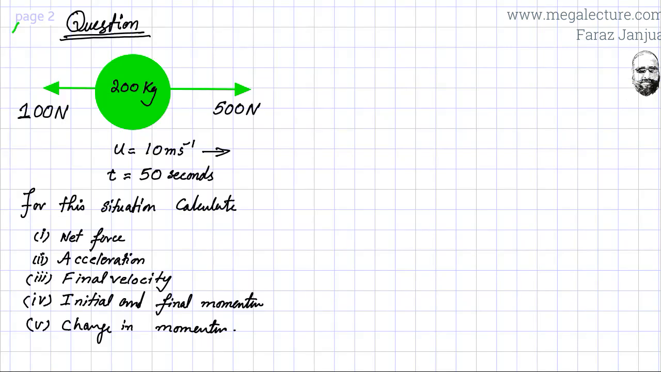Here is a question for momentum. You can see a mass that is represented by a circle over here. The value of that mass is 200 kgs. It is exerted by a backward force of 100 Newton and a forward force of 500 Newtons. Initially it is moving with a velocity of 10 meters per second towards right. Hence this force will produce a net force to the right as well, and we can simply understand that the object will accelerate.